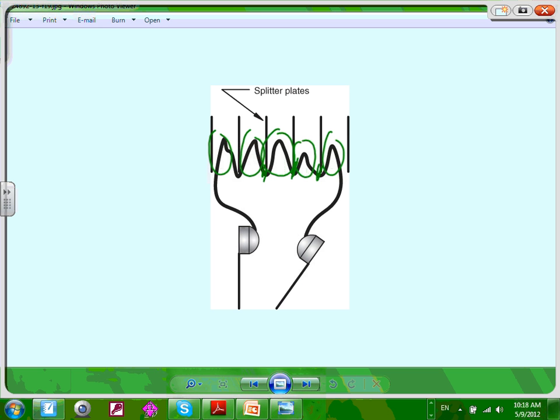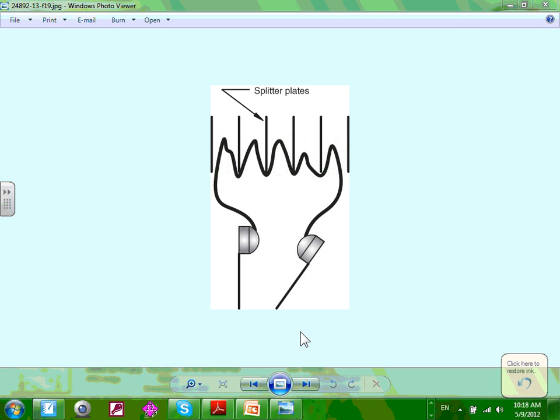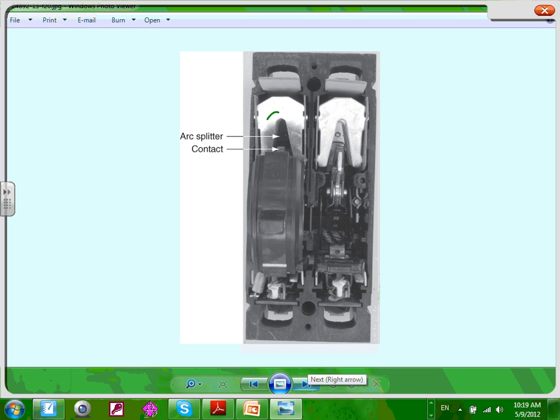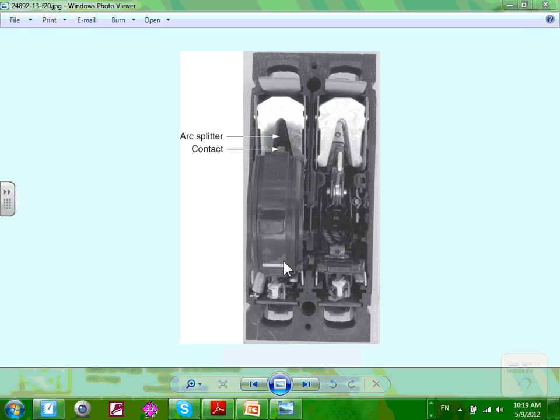So believe it or not, this technology saves your contacts. That's what we care about. Arc splitters, can you guys see where they put them here? They put the splitters right here, so they can split the arc at the contacts. This is just FYI.